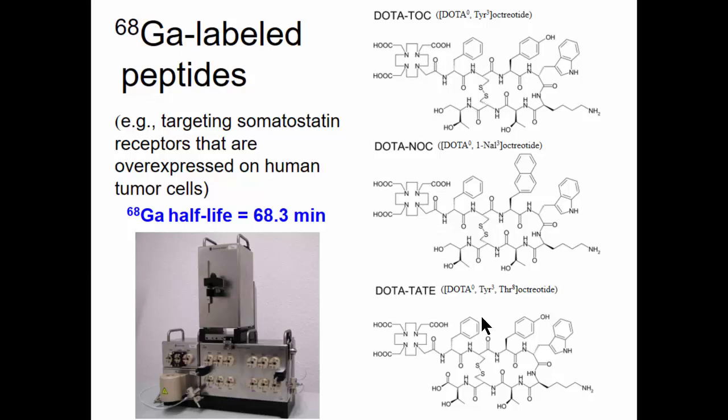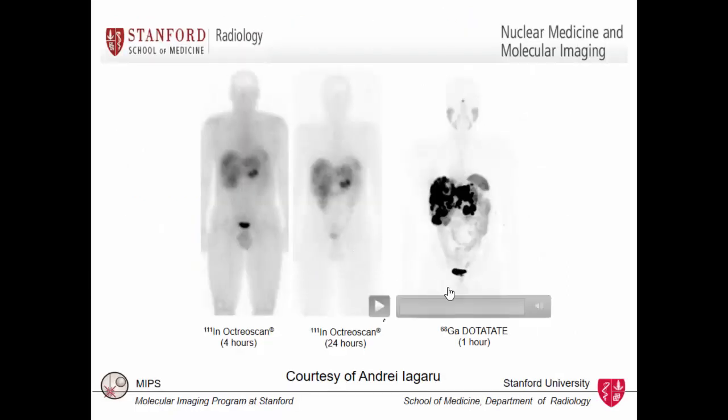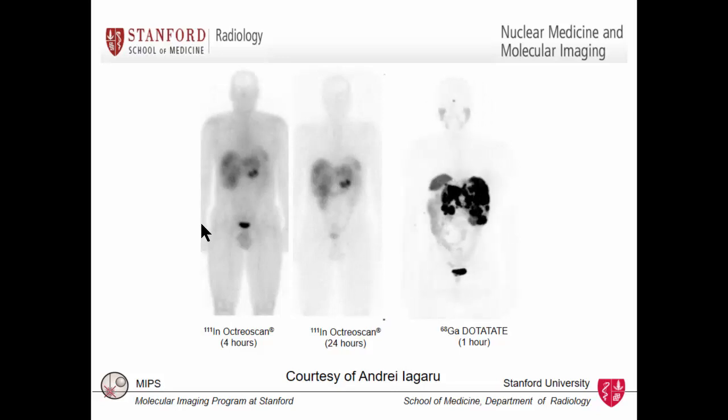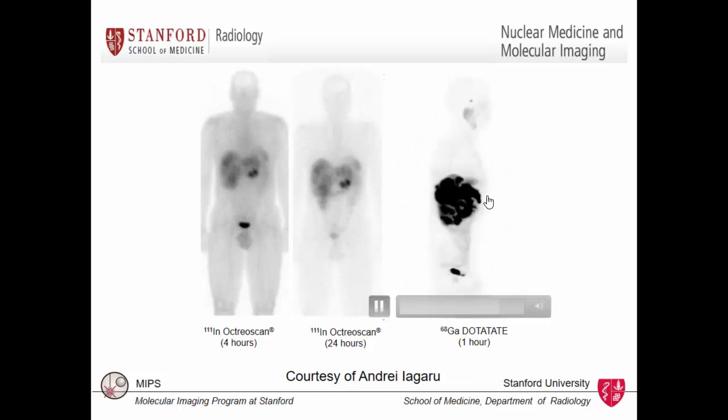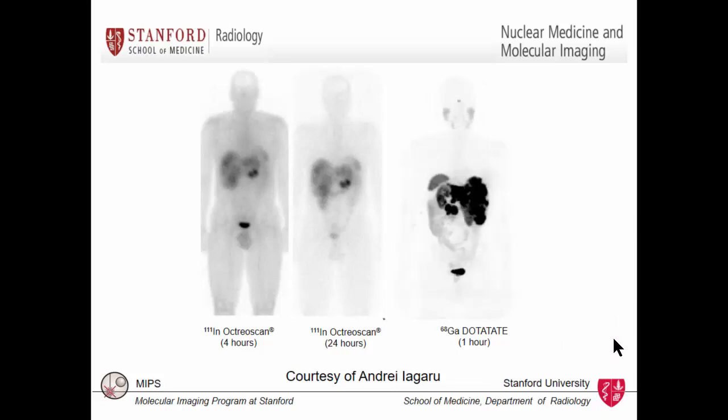You have DOTATOC, DOTANOC, and DOTATATE. These are three somatostatin analogs that target these receptors, and gallium-68 has a half-life in between carbon-11 and F18, at 68 minutes. This is just an example of the utility of such a cool tracer that's coming out. Typically, the standard of care has been indium-111 octreo scans, and you can tell the imaging times of 4 hours and 24 hours, compared to just doing it for 1 hour, that this is quite a dramatic image, in this case with DOTATATE.